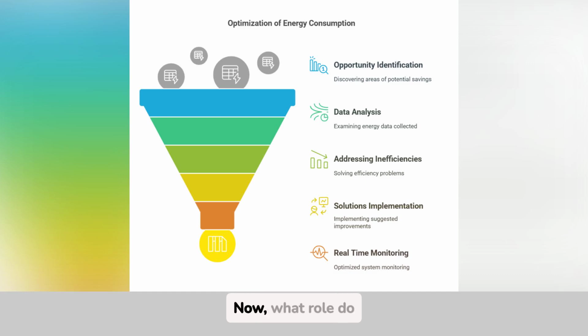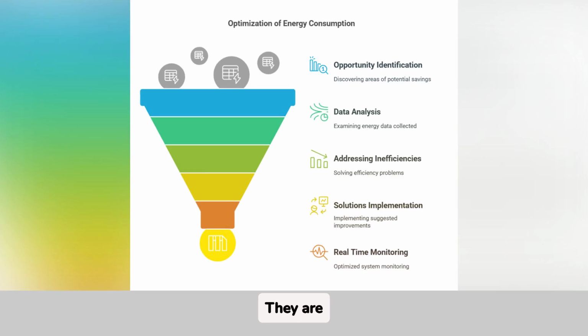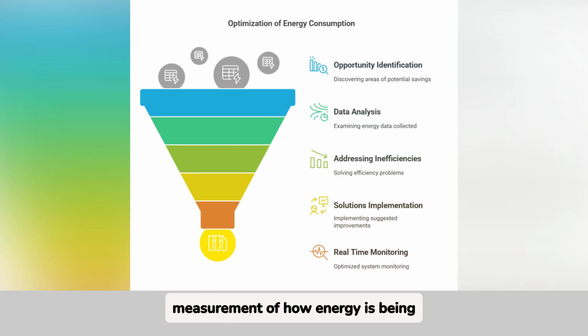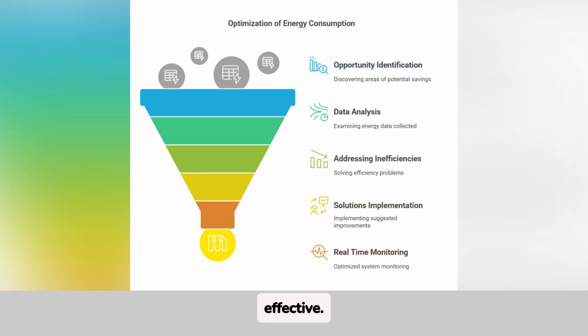Interesting. Now, what role do monitoring and control systems play in all this? They are essential. Monitoring and control systems allow real-time measurement of how energy is being used. This includes sensors, energy management platforms, and intuitive user panels. With these systems, you can identify inefficiencies immediately and optimize processes. In addition, current technology, such as IoT and artificial intelligence, is transforming these systems, making them more accessible and effective.